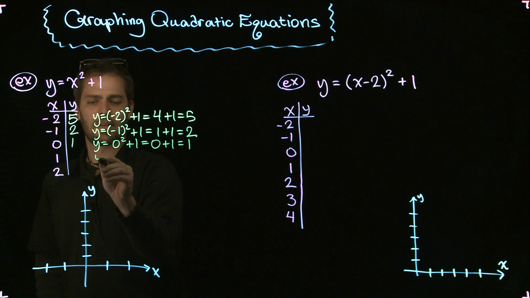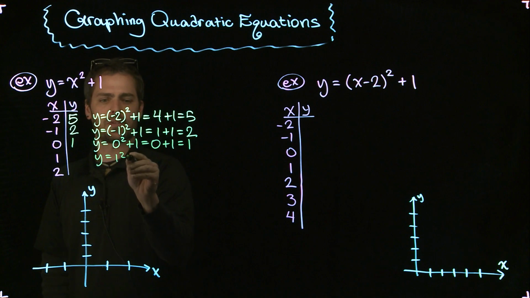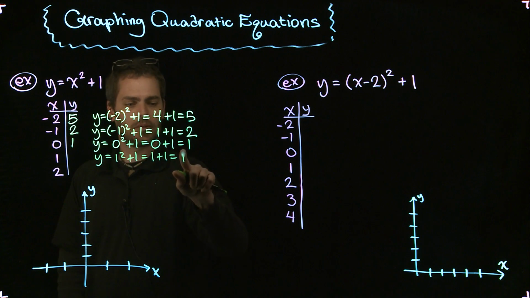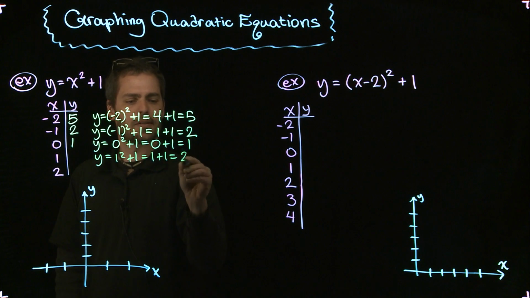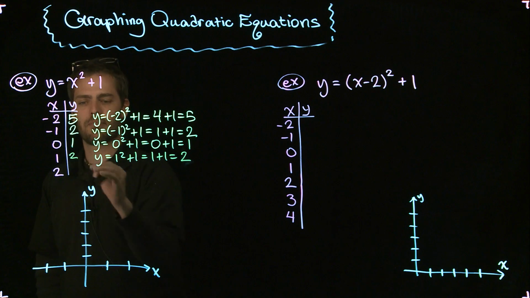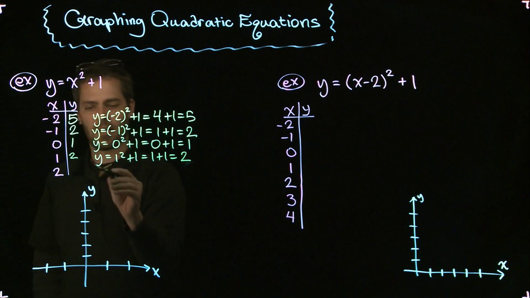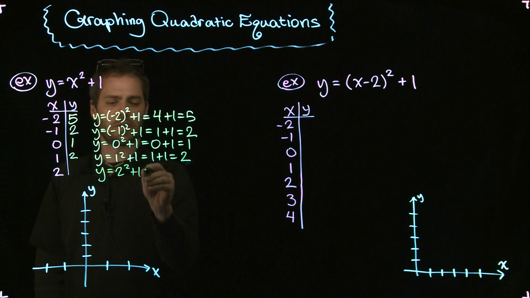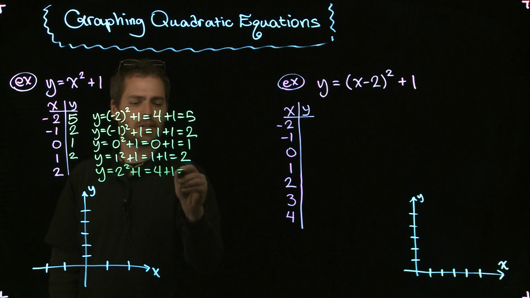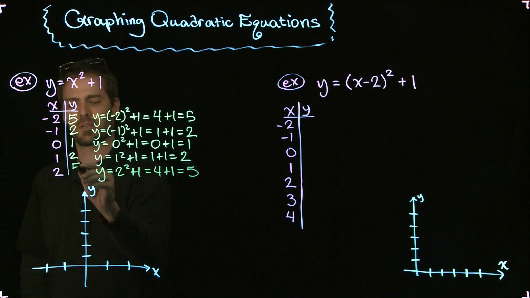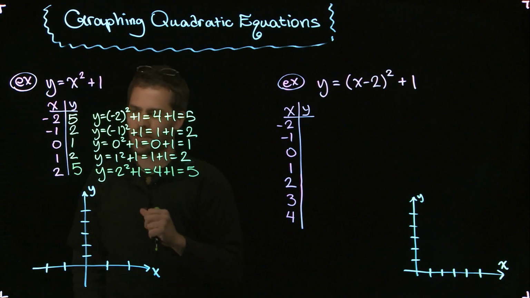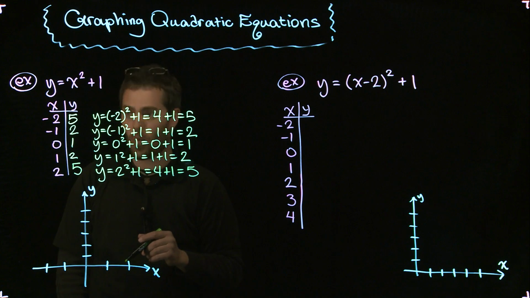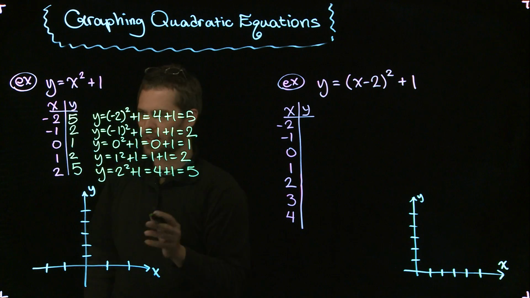Okay. Next one, y equals 1 squared plus 1, which is 1 plus 1, which is 2. Ooh, it's always the difficult ones that catch me there. 1 plus 1 is, in fact, 2. Okay, y equals 2 squared plus 1, which is 4 plus 1, which is 5, and we'll stick the 5. And again, you're noticing some symmetry here in the numbers, 5, 2, 1, 2, 5, at least for the y values.